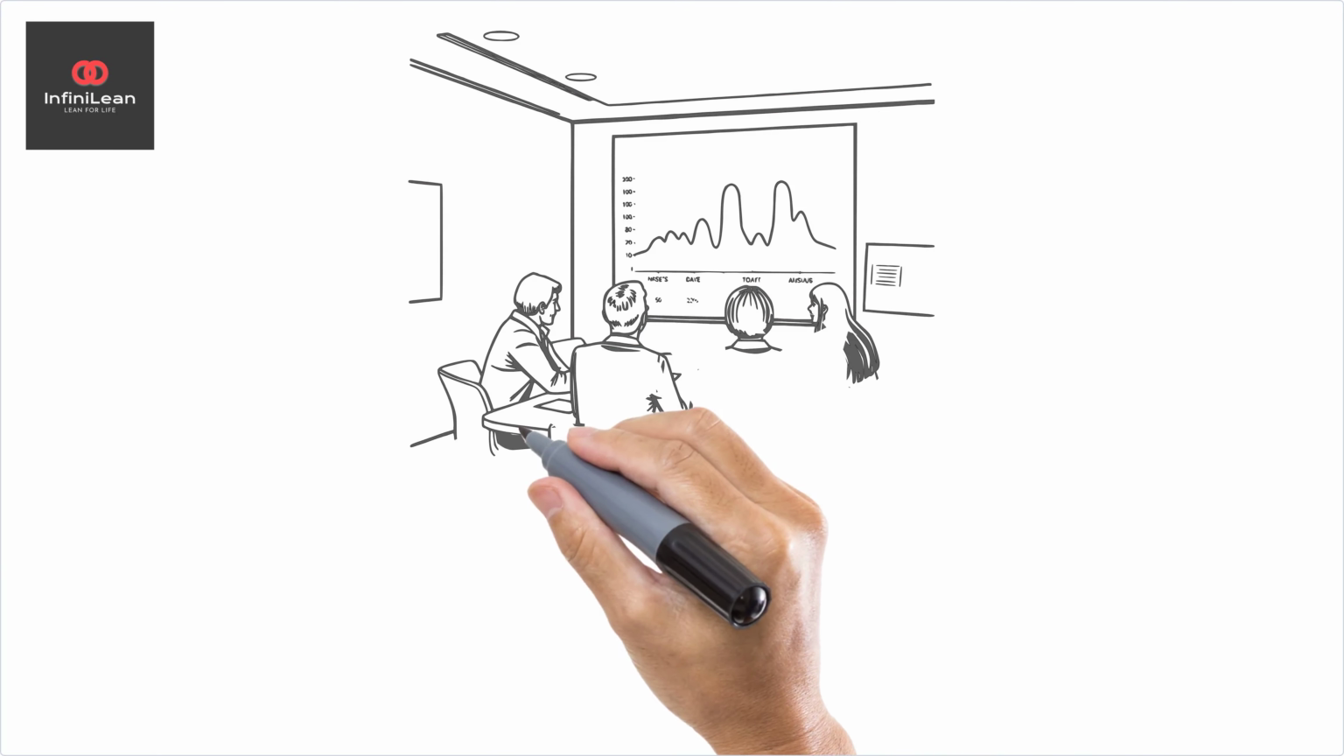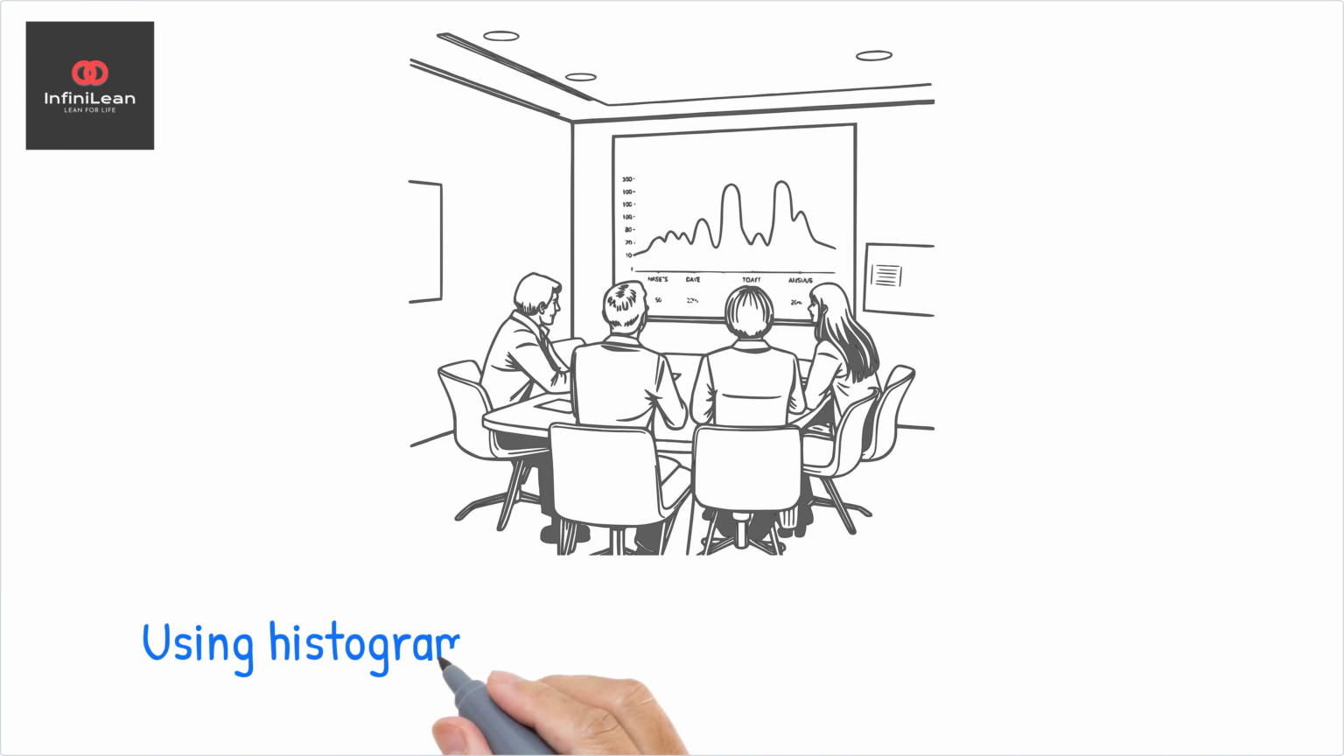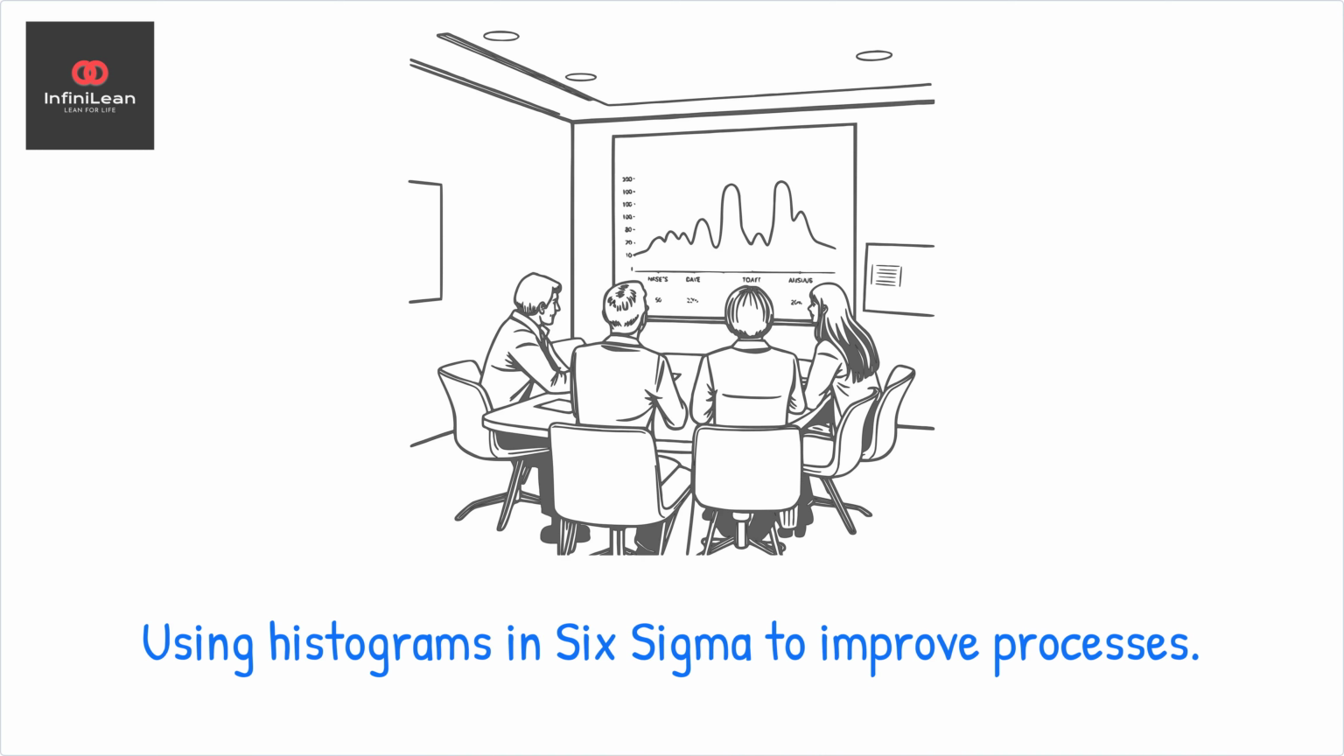Histograms are extensively used in Six Sigma. They help understand process variations, identify problem areas, and drive improvements. By visualizing data, teams can make data-driven decisions, leading to more precise and effective solutions. Histograms show the shape and spread of continuous sample data, helping to understand variations and spot anomalies.